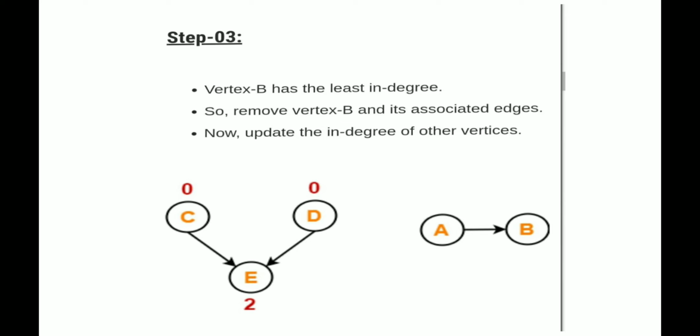Now according to the in degree concept, we have two possibilities. Either we can remove C or we can remove D. Both are possible, but we cannot remove both vertices at the same time. We have to remove one by one. So the choice is ours. In my case, we'll remove vertex C.